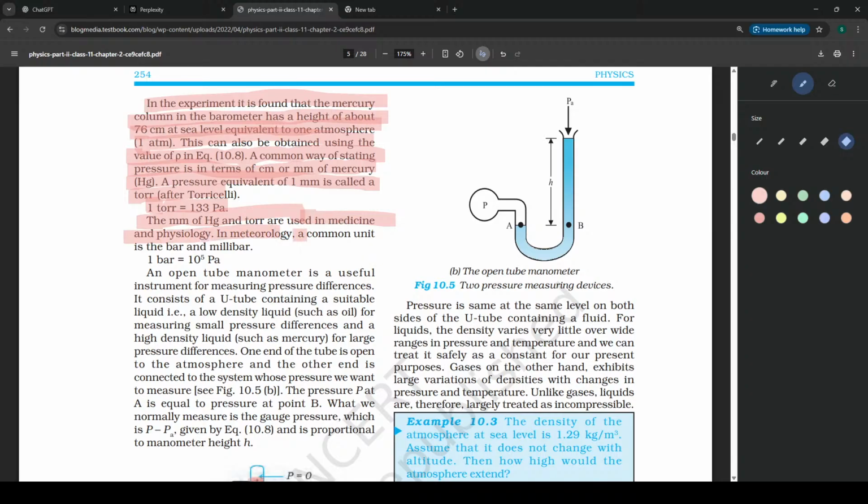In meteorology, a common unit is the bar and millibar. 1 bar is equal to 10 power 5 Pascal.